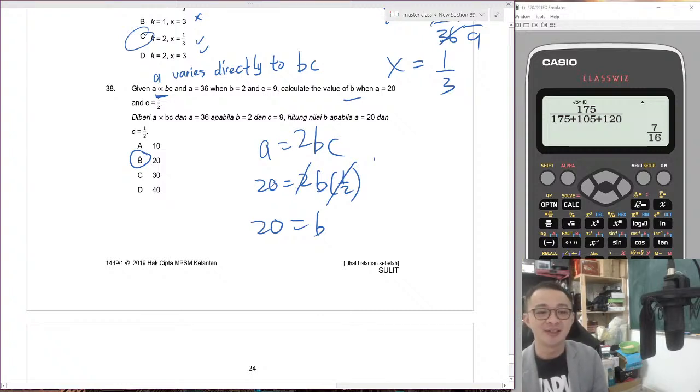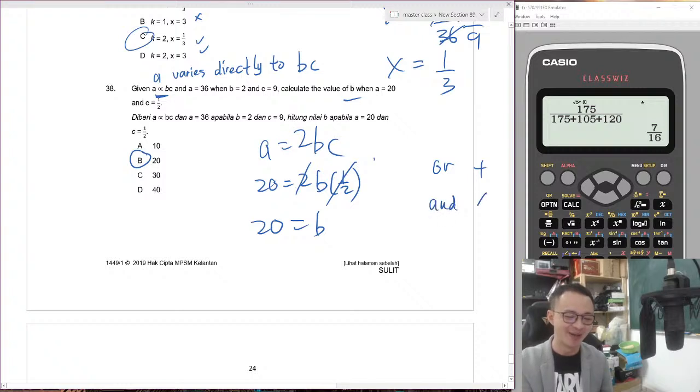Alright, for the algebra, if it is an 'and', then we need to multiply. If it is an 'or', we will do plus. This is for probability, yeah, or then we do plus and 'and' we do multiply.